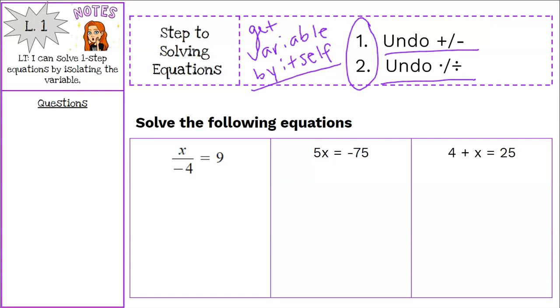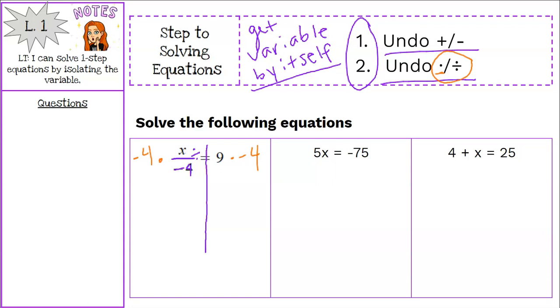So if we look at our first equation, we have x over -4, or remember this means x divided by -4, equals 9. So remember, we're going to draw that line where our equal sign is to remind us to do the same thing to both sides. Then we're going to undo division with its opposite. Well, the opposite of division is multiplication. So to undo divided by -4, we need to multiply both sides by -4.